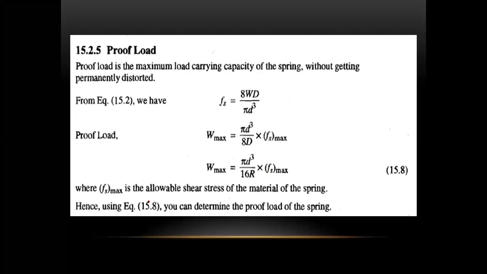Next one is proof loading. Proof loading is the maximum load carried by the spring without getting permanently distorted. So whenever you are doing any application, it is the maximum load carrying capacity of the spring without any permanent distortion, right?